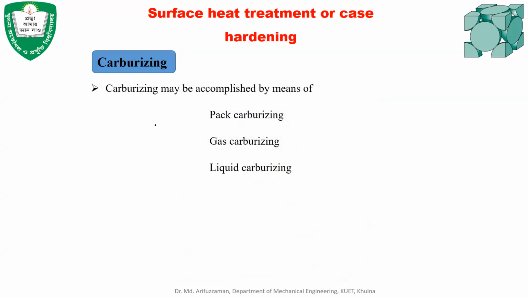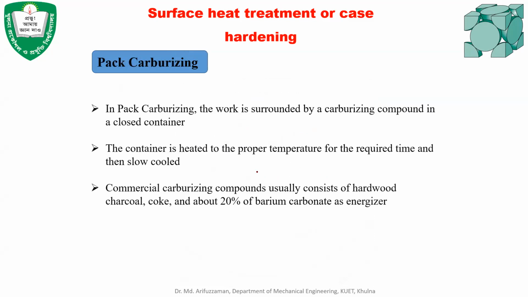So the carburizing can be accomplished by means of three ways: pack carburizing, gas carburizing, and liquid carburizing. These are the various methods of conducting the carburizing. First one is the pack carburizing. In the case of pack carburizing, the work sample is surrounded by carburizing compound in a closed container. The container is closed and the work sample is dipped into the carburizing compound, and the container is heated to a proper temperature.